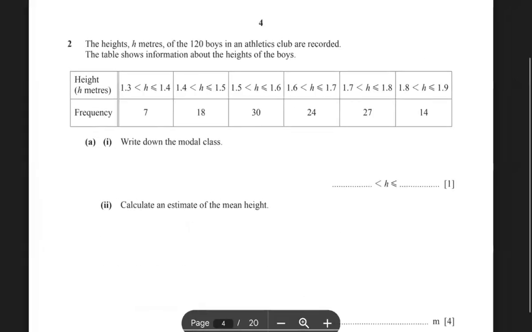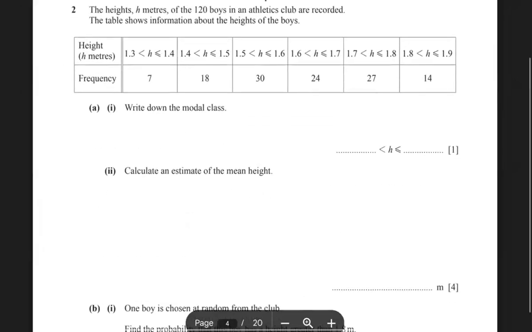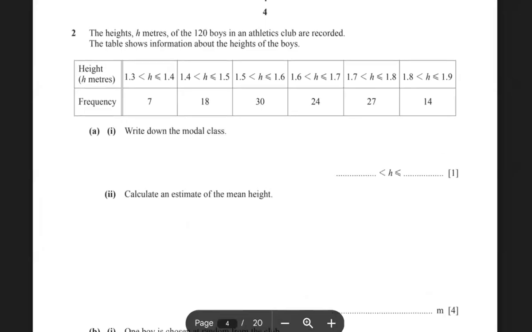Question 2, cumulative. Okay, the heights of 120 boys in an athletics club are recorded. Write down the modal class. Modal just means highest frequency. Okay, highest frequency is this one.